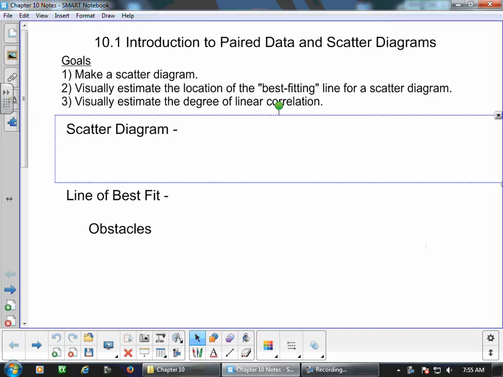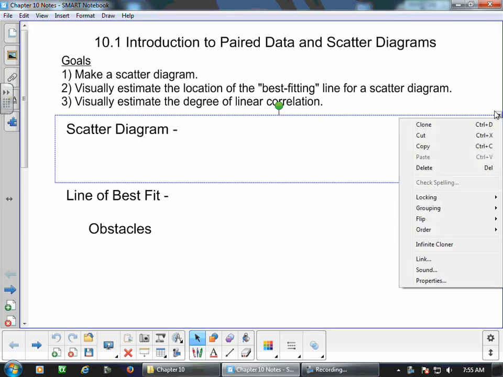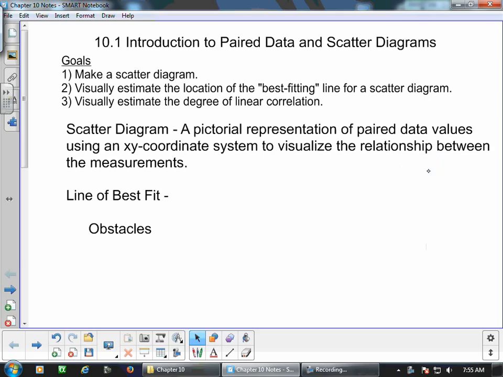So we want to talk about making a scatter diagram. We want to be able to visually estimate the location of the best fitting line for a scatter diagram and visually estimate the degree of linear correlation. Okay, so we'll talk about what those things are. This might be the second shortest section of the year, next to 7-1.